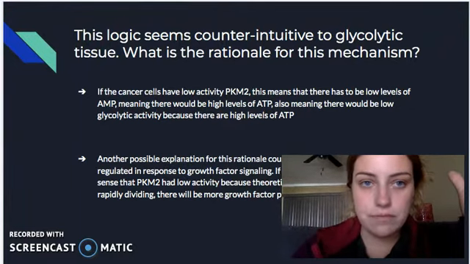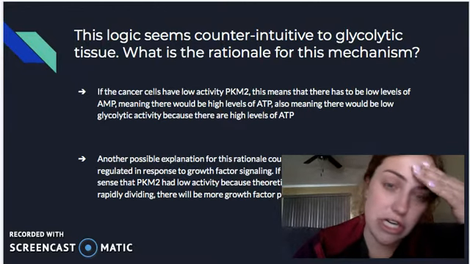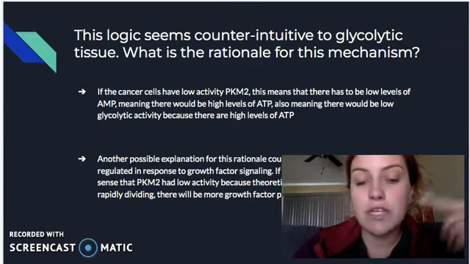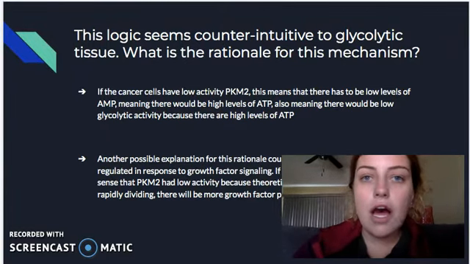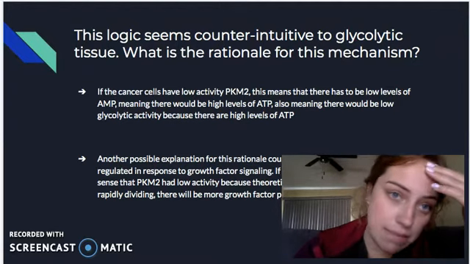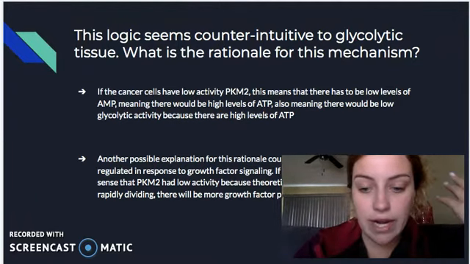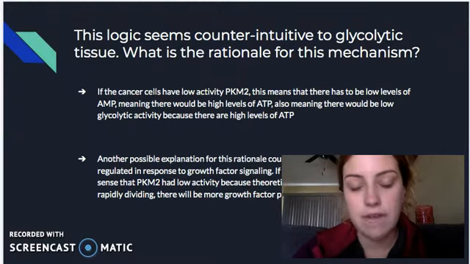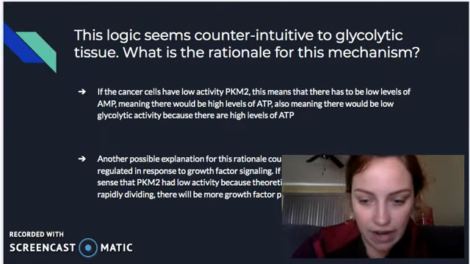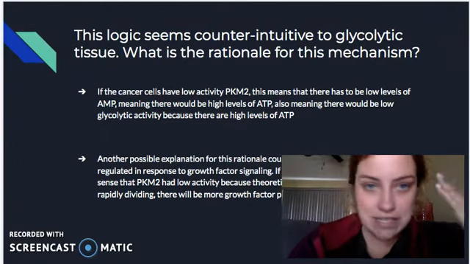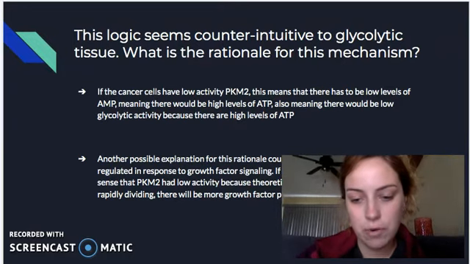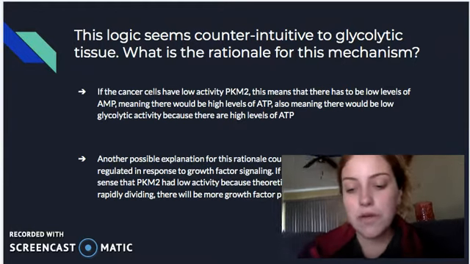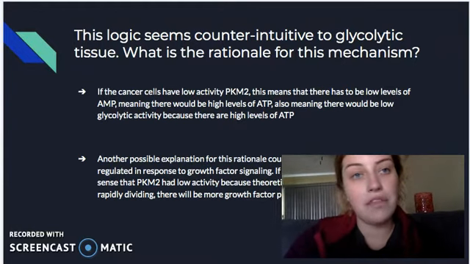That's one thing. Another possible explanation for this rationale could be that PKM2 can be negatively regulated in response to growth factor signaling. So if this were the case, it would make sense that PKM2 had low activity because theoretically, if cancer cells are constantly, and not only constantly, but also rapidly dividing, there should be more growth factor present. At least that's kind of how I went through it in my head. Maybe it's too simple, too easy, but that's the way I thought of it. So those are two theories that I came up with.